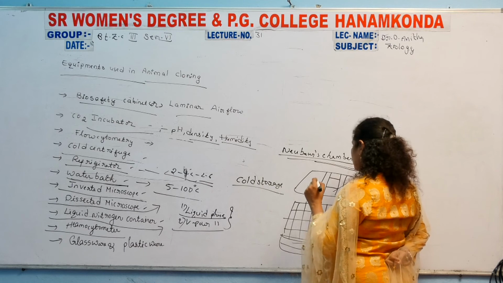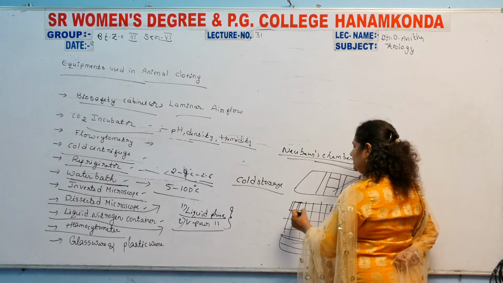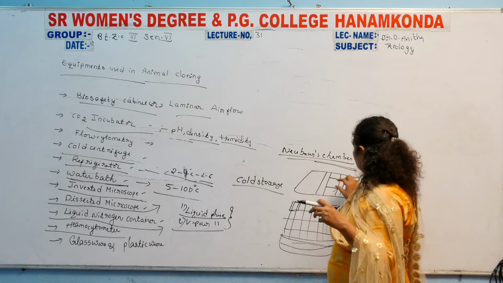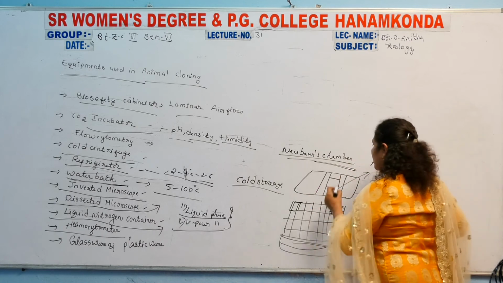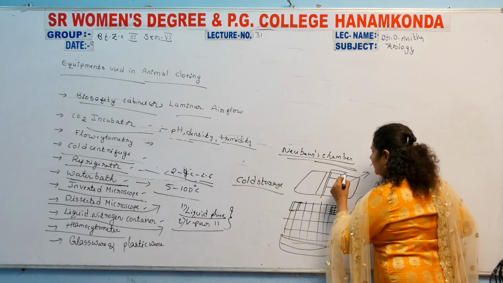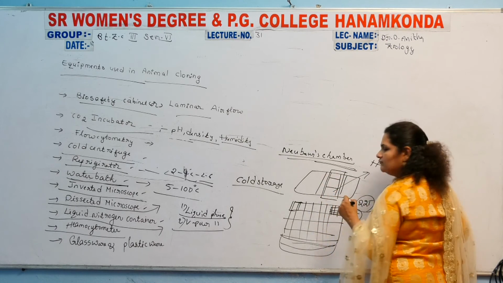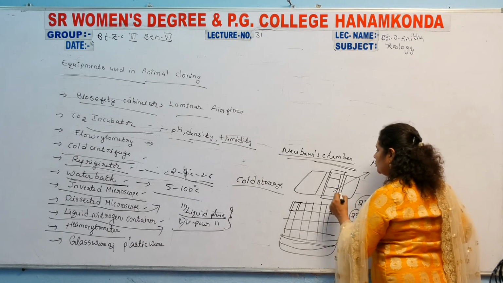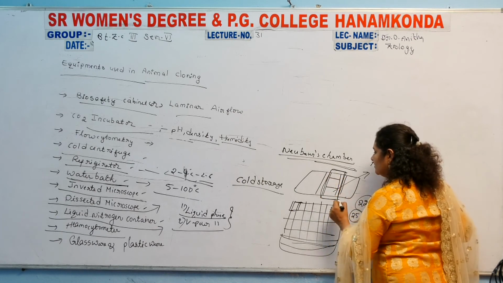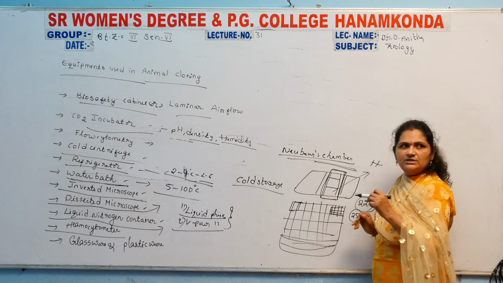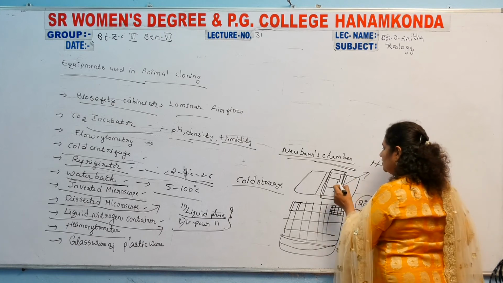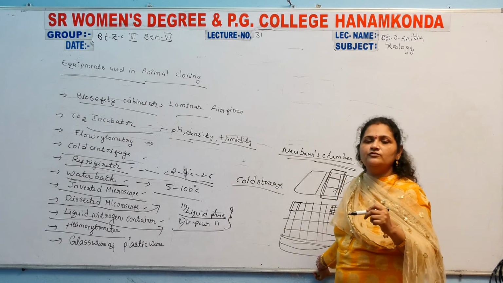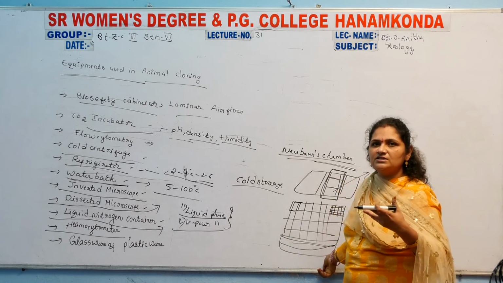The new sample is placed mainly in the middle of the Neubauer chamber, and after placing the sample, one cover slip is slowly placed on the surface of the sample. Then the sample spreads throughout the Neubauer chamber cells. With the help of the cover slip, the chamber is then placed under the microscope. Now it is helpful for counting each and every cell.